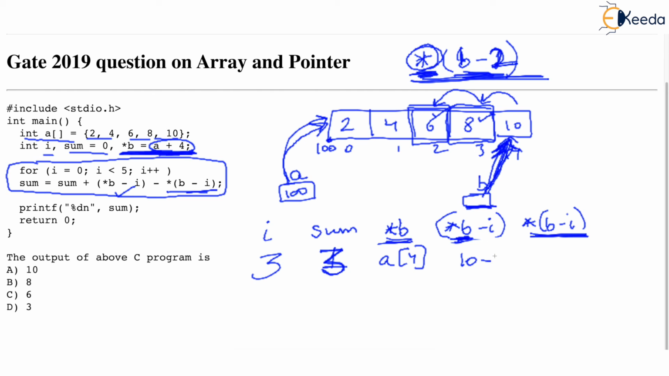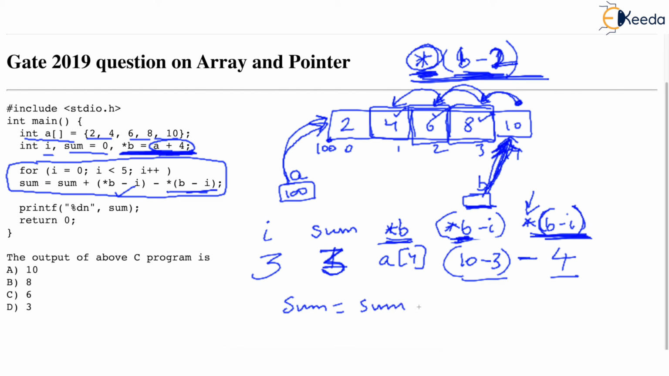B is pointing to 10 minus 3. This quantity. And this quantity is b minus 3. Note the bracket here. In the bracket, we are having b minus 3. B minus 3 means from the point where b points, go back by 3 integers. So we have got the address of 4, and we have written asterisk before this. So we get the value at that address. So this is going to be 4, and we are subtracting these two. So now we get sum is equal to sum plus this is 7 minus 4. But sum is already 3. So this is 10 minus 4, which is 6. So sum, which was 3, now becomes 6.